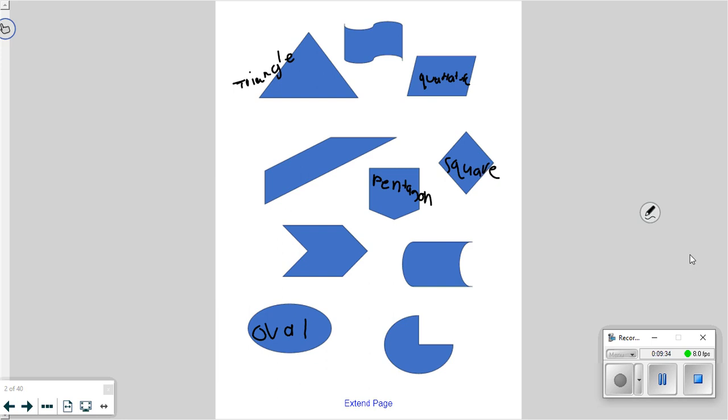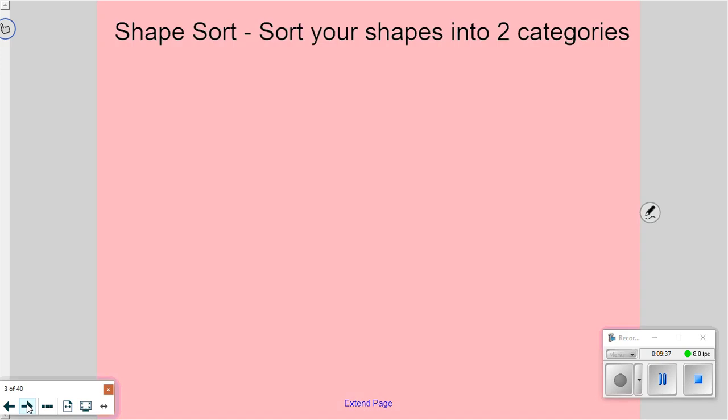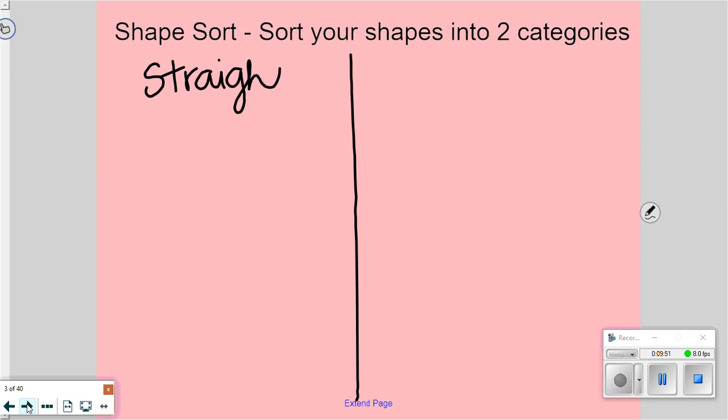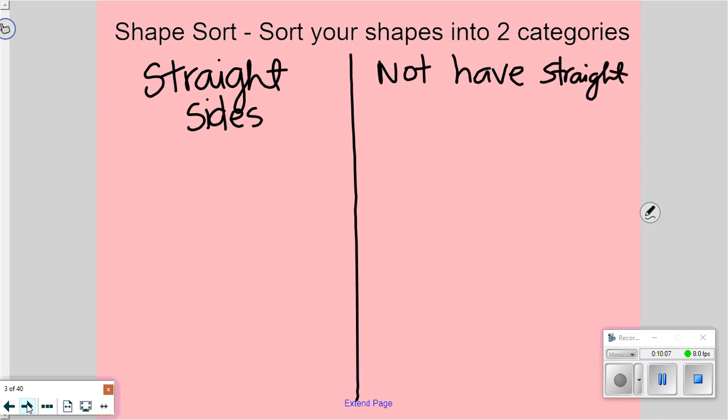All right, make sure shapes are back up. This time, we're going to split it into 2 categories. But we're going to pay close attention to those sides. So, on one side of your desk, you're going to give me shapes that have straight sides. You do not need to write anything down. And then on the other side, you're going to give me shapes that do not have straight sides. I know that is tricky. You're going to have to make a decision.